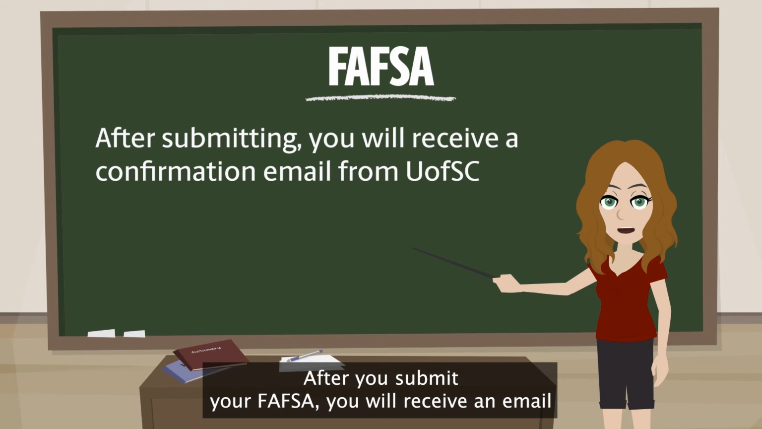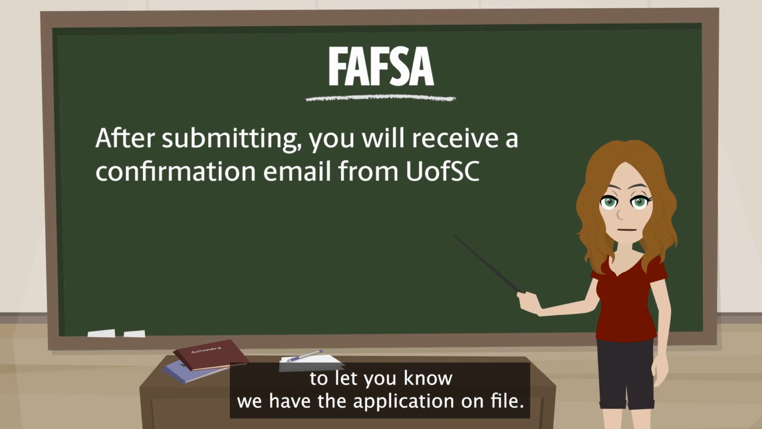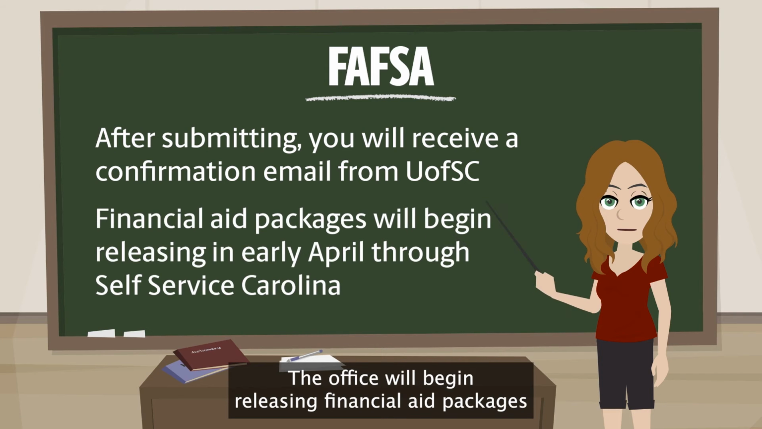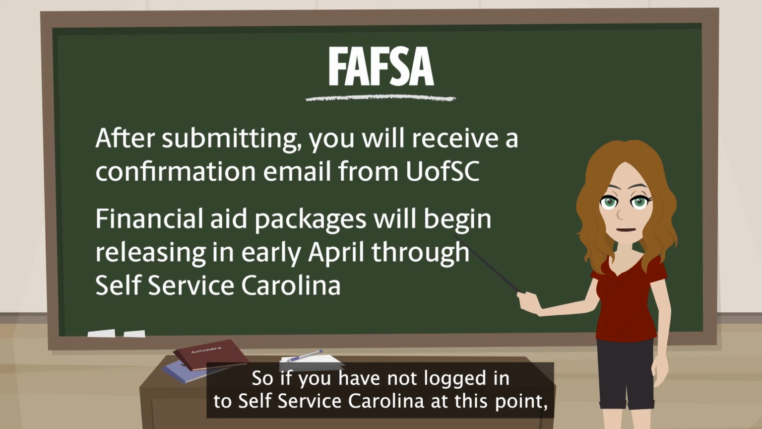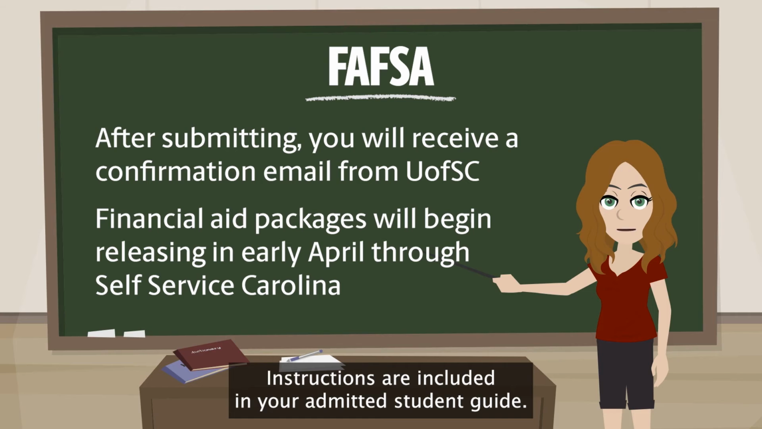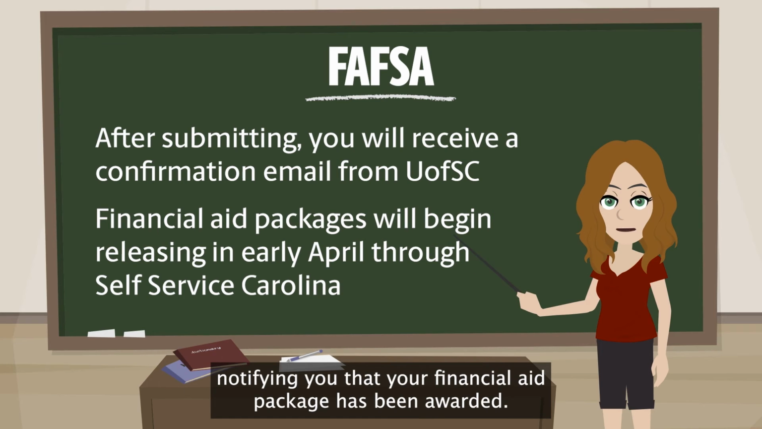After you submit your FAFSA, you will receive an email from U of SC's Office of Student Financial Aid and Scholarships to let you know we have the application on file. Again, we will use the information on the FAFSA as the basis for awarding financial aid. The office will begin releasing financial aid packages in early April through Self-Service Carolina. So, if you have not logged into Self-Service Carolina at this point, we recommend doing so. Instructions are included in your admitted student guide. An email will be sent to the address on your FAFSA as well as your U of SC address, notifying you that your financial aid package has been awarded.